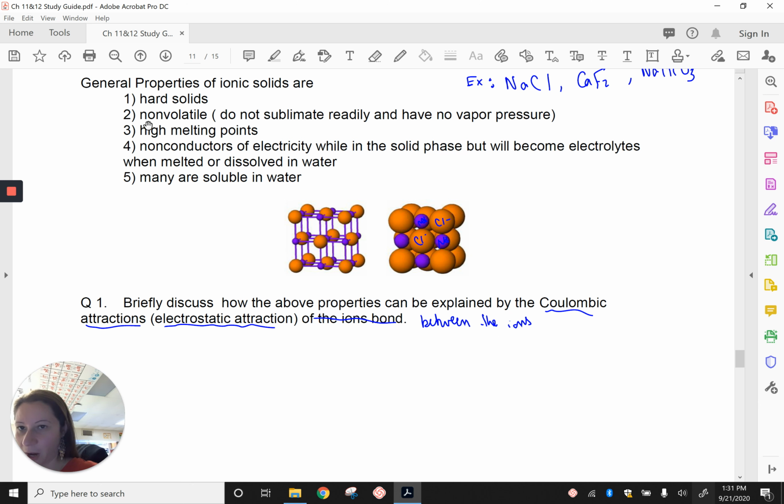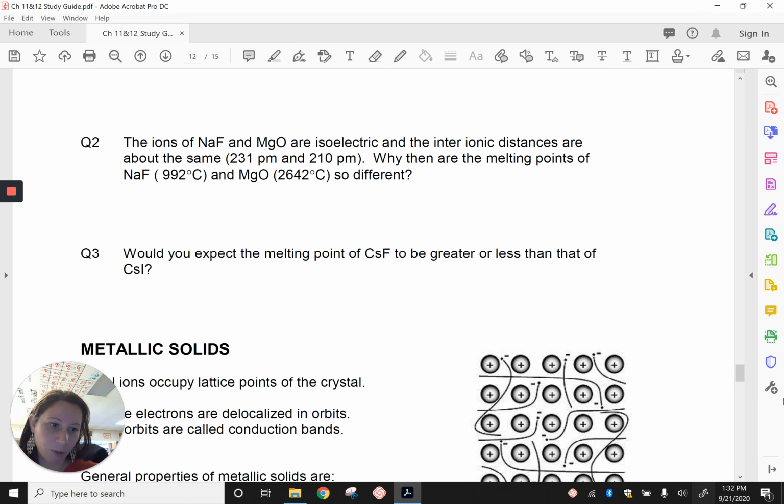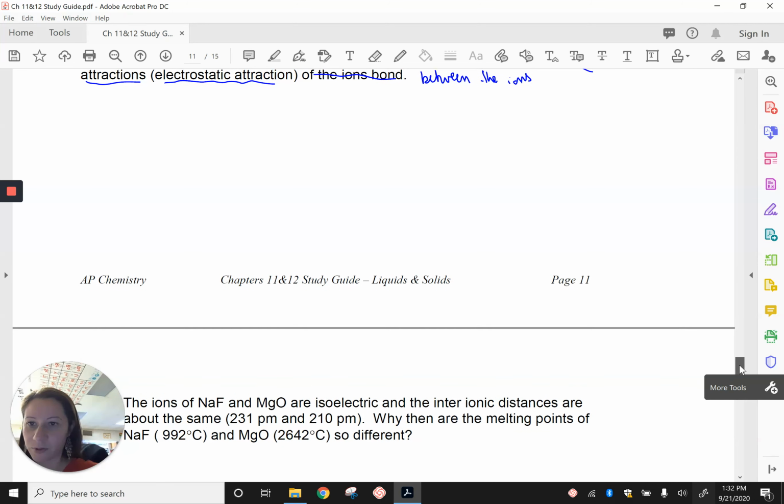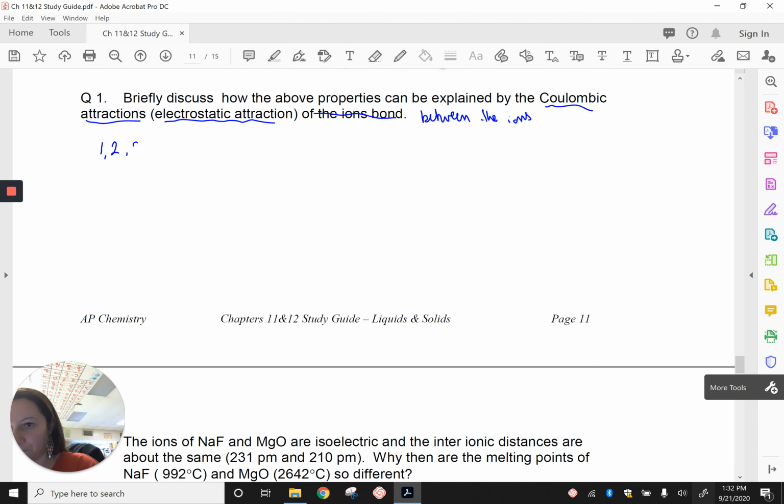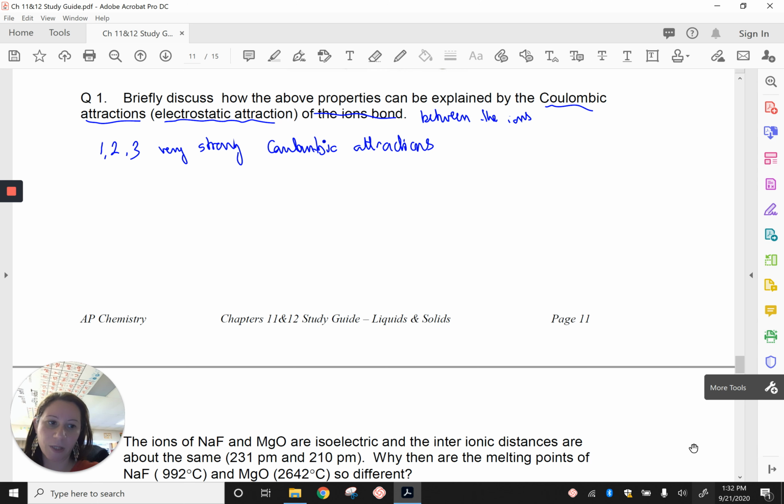So the above properties, that they're hard solids, that they have high melting points, that they're non-volatile. These are all because of these strong electrostatic forces. So the particles are really attracted to each other, so they want to remain as a solid. They do not want to vaporize or even melt and turn into a liquid or a gas. So we'll say 1, 2, and 3 are just because of the very strong Coulombic attractions. Particles are so attracted to each other, they want to remain condensed as a solid.